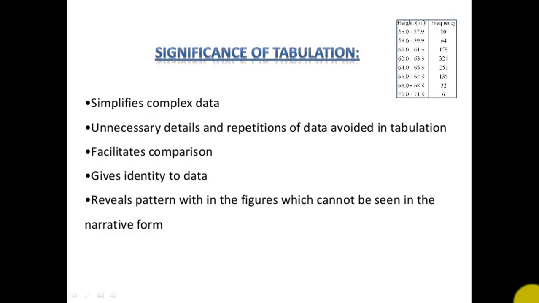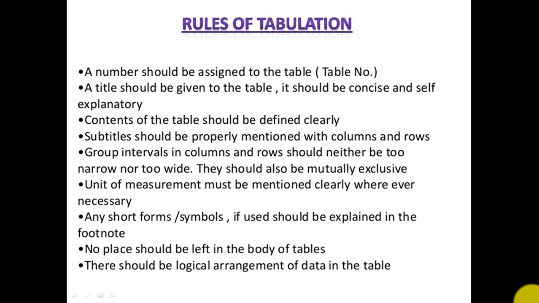Now, what are the rules of tabulation? There are certain rules or prerequisites for tables. A number should be assigned to the table. A title should be given to the table. It should be concise and self-explanatory. Contents of the table should be defined clearly. Subtitles should be properly mentioned with columns and rows. Group intervals in columns and rows should neither be too narrow nor too wide. They should also be mutually exclusive.